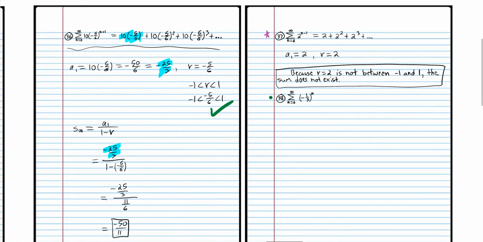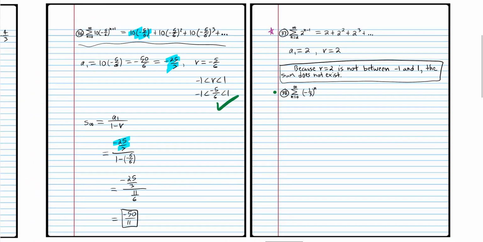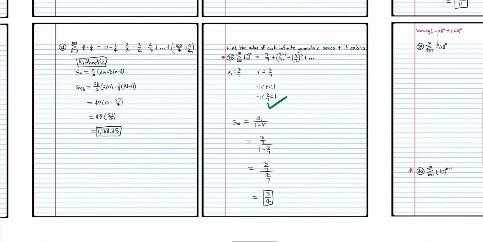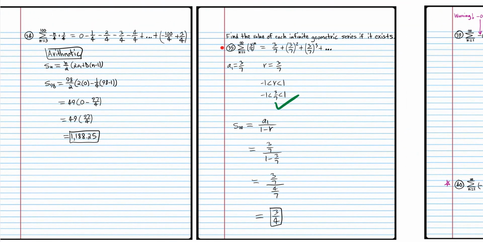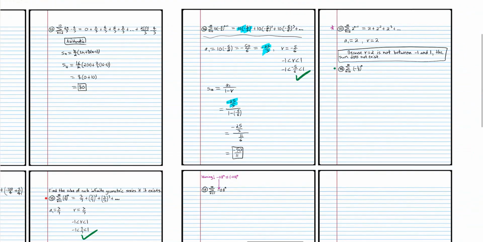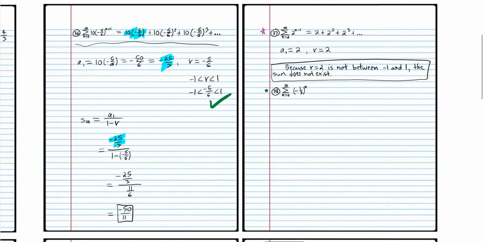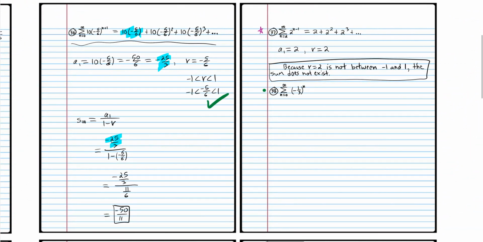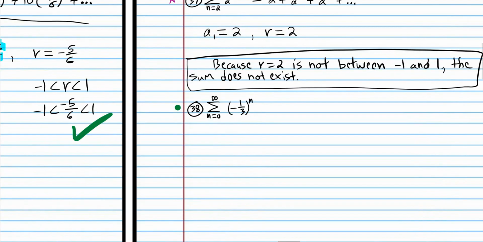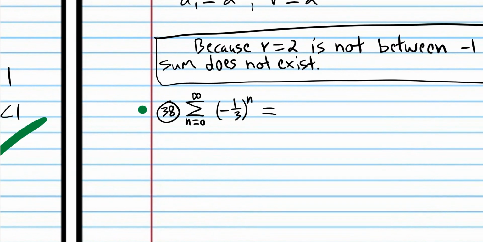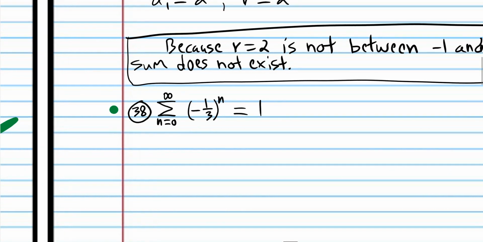Alright, go ahead and try number 38. You can use 35, take a picture of 35, and you can use 36 and 37 to help you. When you come back, we'll do it together. Okay, we're back. Let's plug in some numbers just so we can get a feel for what type of sequence we have.